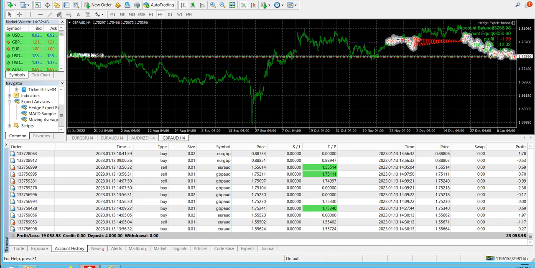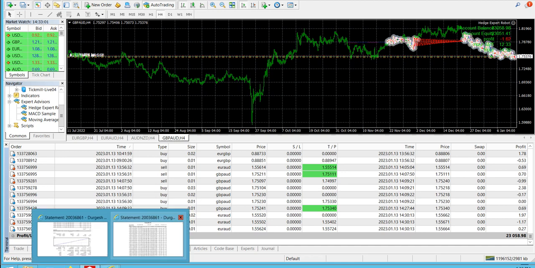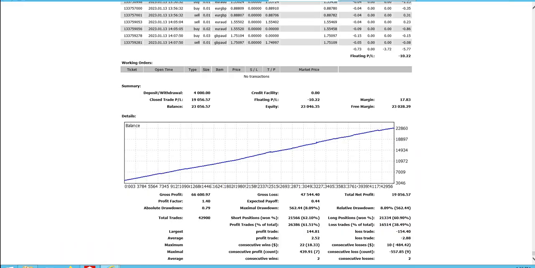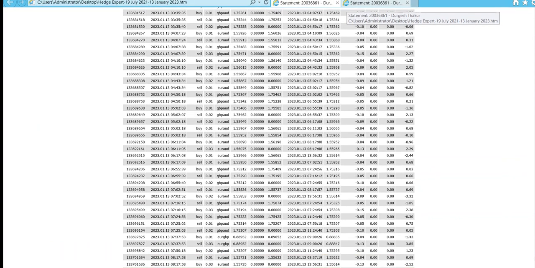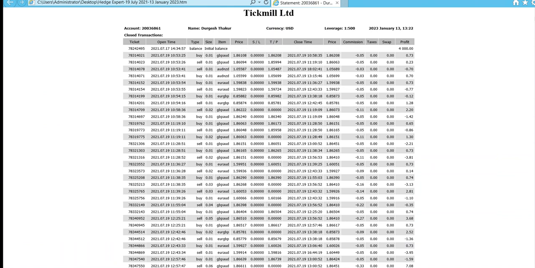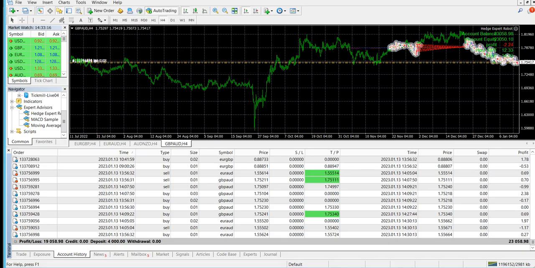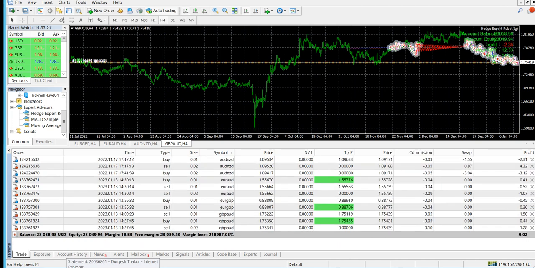With a deposit of 4,000 in the last 18 months, we are at a profit of 19058.98. I've just tried to create the trading history, but it takes around 10 minutes to fetch the trading history.